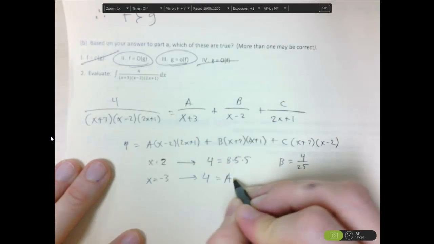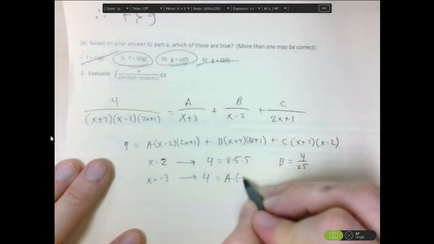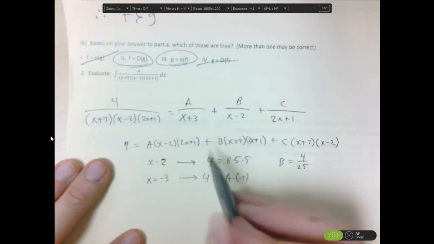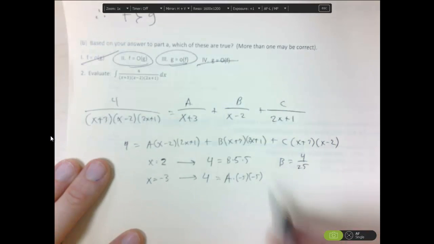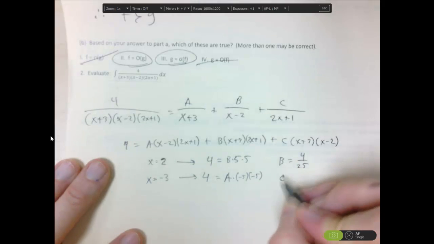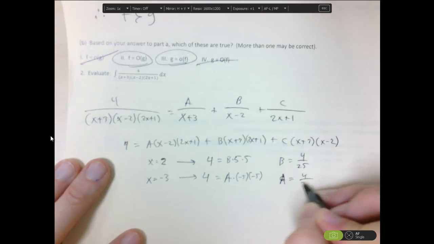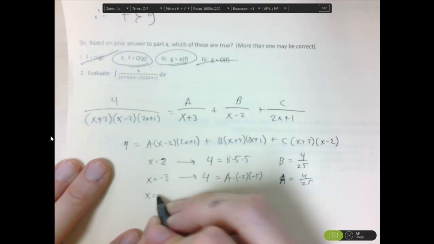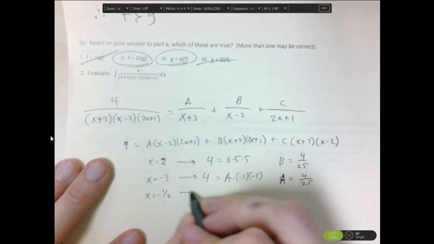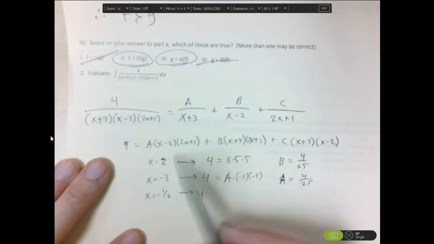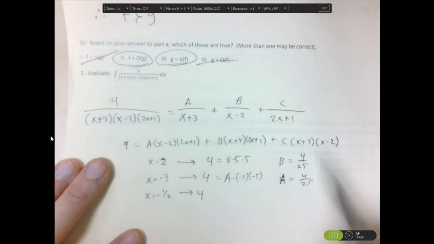So now I've got a times -5, and this is -6 plus 1, which is another -5. So again, dividing by 25, I get that a equals 4/25. Last of all, let's plug in -1/2. So that eliminates this term, and I'm left with my c term.